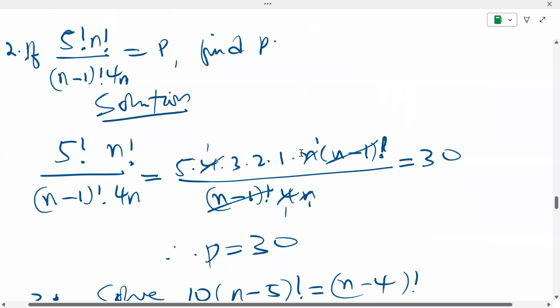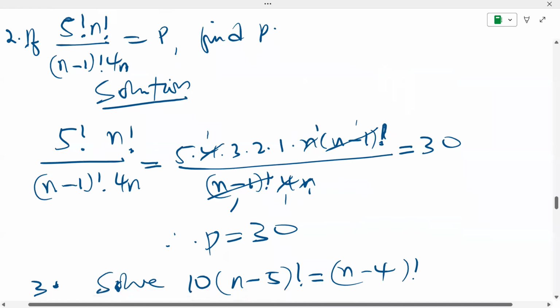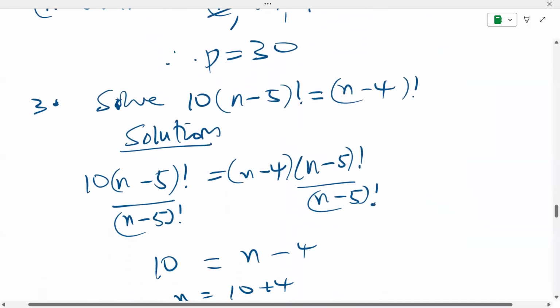Now, n factorial, we can write it as n into (n minus 1) factorial. You already have (n minus 1) factorial here, 4 times n. So this (n minus 1) factorial will divide this by 1. And then 4 will divide 4. This n will divide that n. So we'll be left with 5 times 3, 15 times 2, 30. So p is 30. That's how we solve some of these questions.